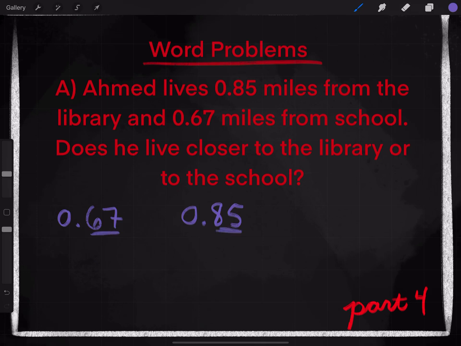Well, just like if you had 67 and 85, 85 is bigger than 67, so 85 hundredths is bigger than 67 hundredths.